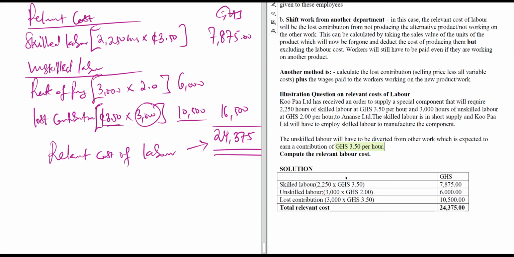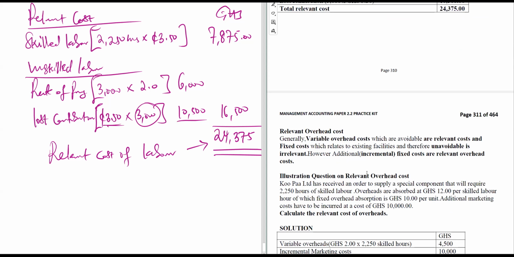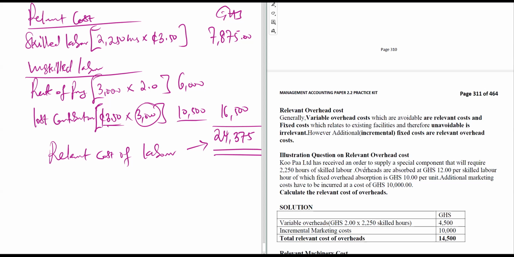Now let's look at relevant overhead costs. Then we look at relevant machinery costs. Then we put all together into a special price, right? Now, generally, variable overheads are avoidable. You know that. And therefore, relevant costs. We all know that variable overheads are always relevant costs, right? And what other overhead cost is relevant? Specific fixed cost, or incremental.